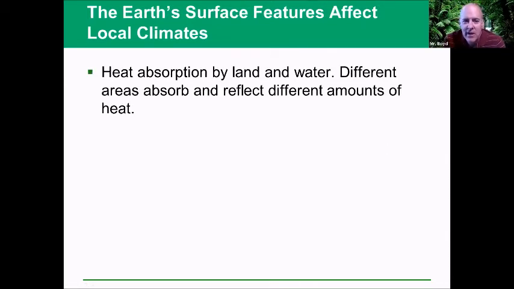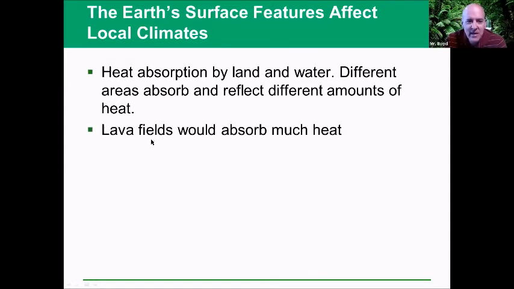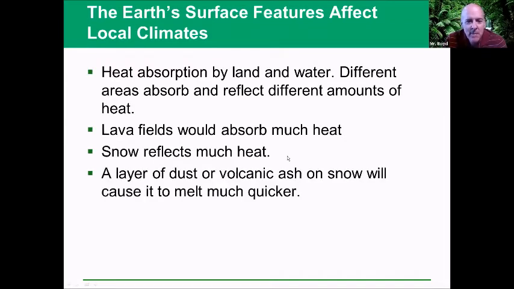And we talked about how heat absorption by land and water is different. Different areas absorb and reflect different amounts of heat, like we were talking about with the Daisy World. And lava fields absorb a lot of heat. Snow reflects a lot of heat. And a layer of dust or volcanic ash on snow will cause it to melt much quicker. So you cause it to absorb heat because of the dark color.